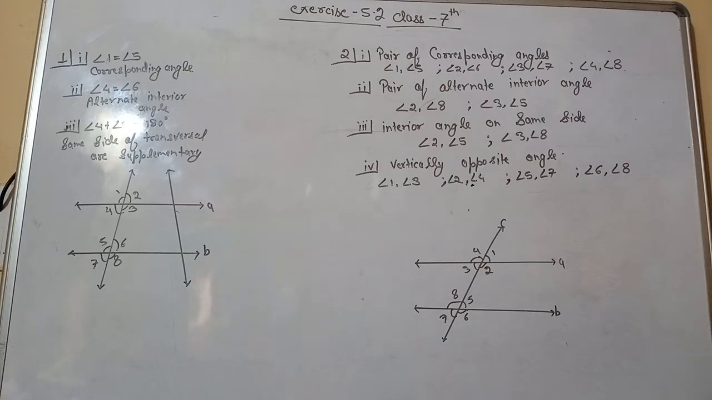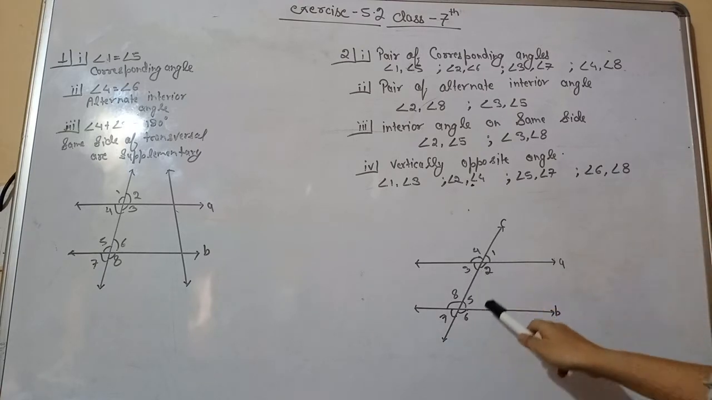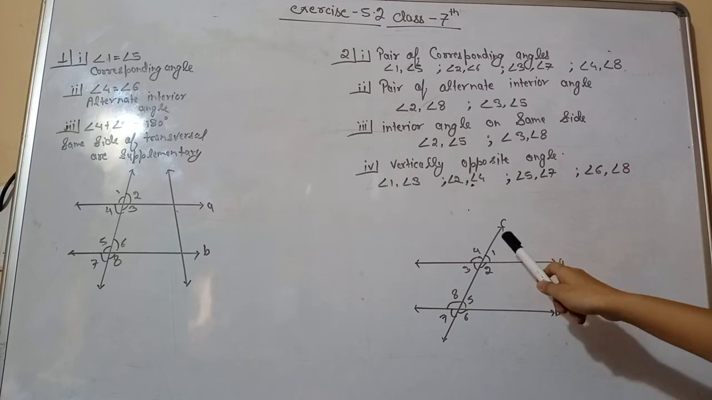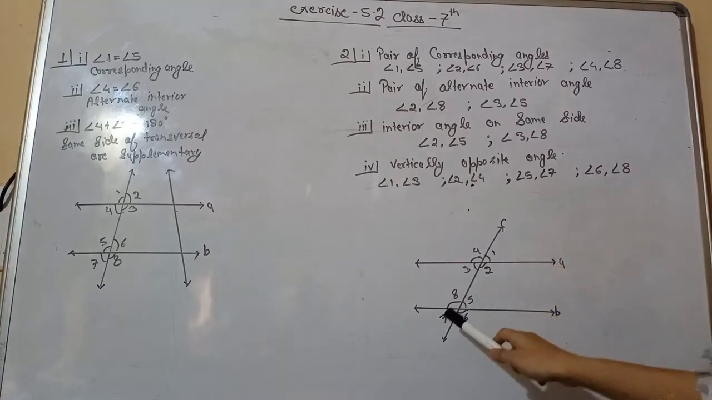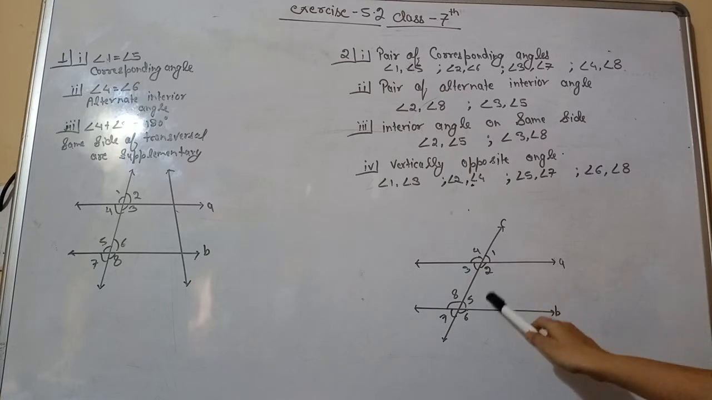Second is alternate interior angles. Alternate means one is on left, one is on right and both are in between these two lines. So here you can see the pairs of alternate interior angles: 2 is equal to 8 and 3 is equal to 5. Both are interior but one is on left, one is on right.